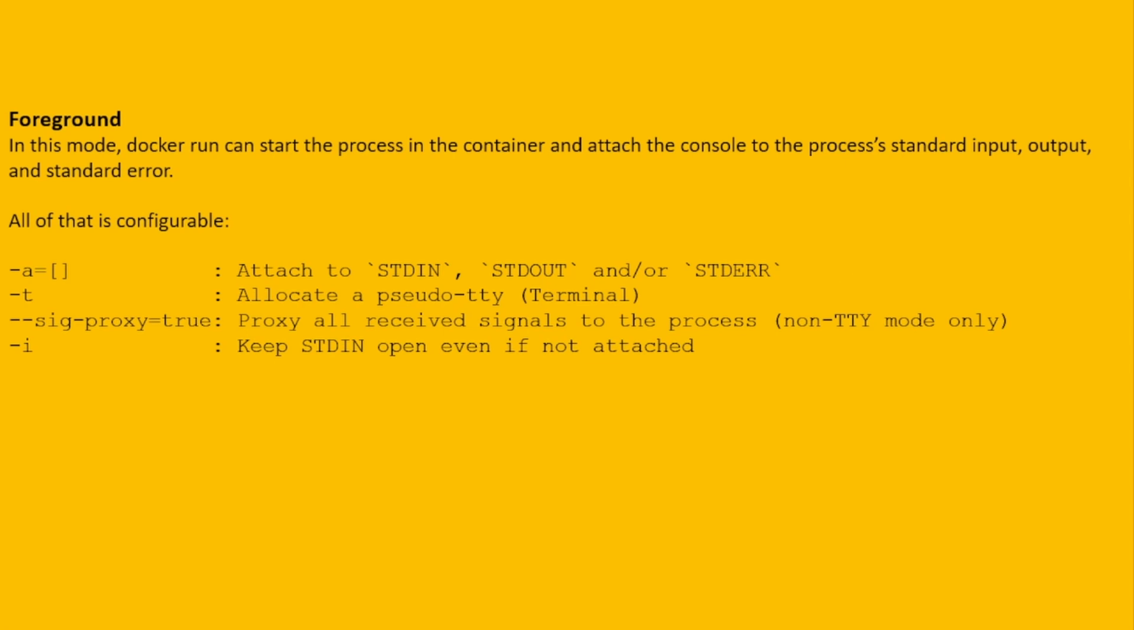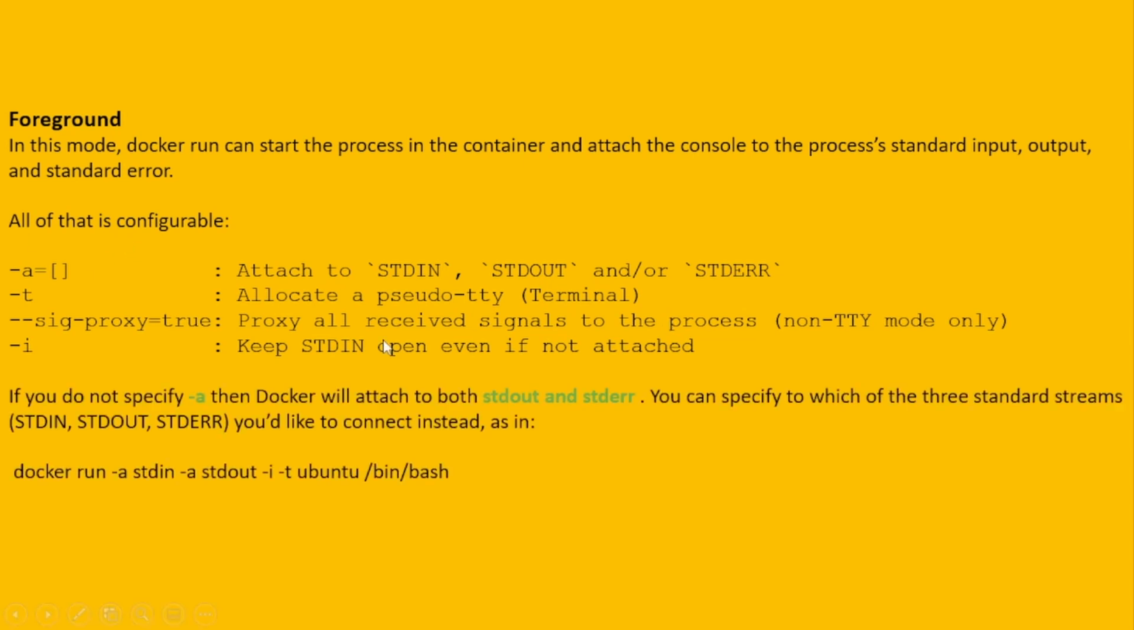So here comes standard in. So here comes standard out. And if we want to capture the error, then we may use standard error, right? So by default, the -a option is there. In some cases, we use the -a option only to add standard error. In this case, it overrides the default setting.